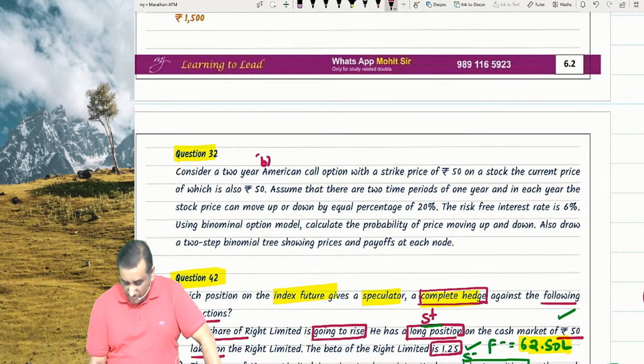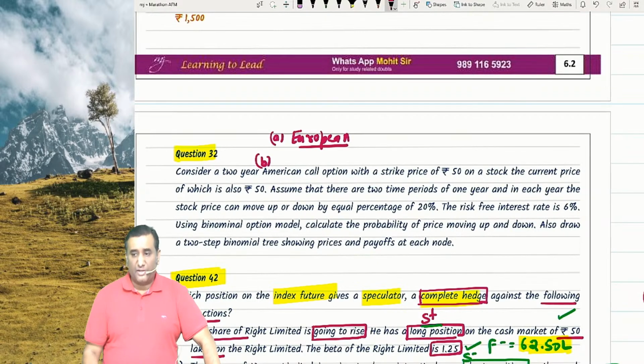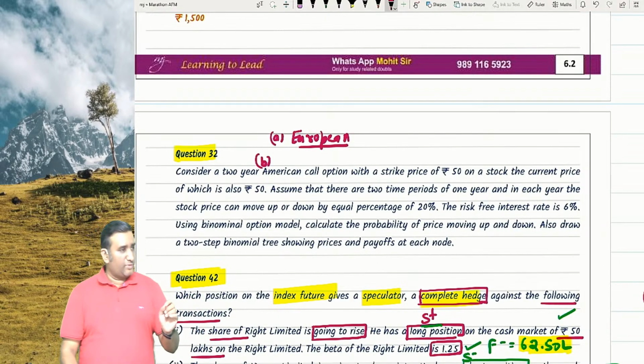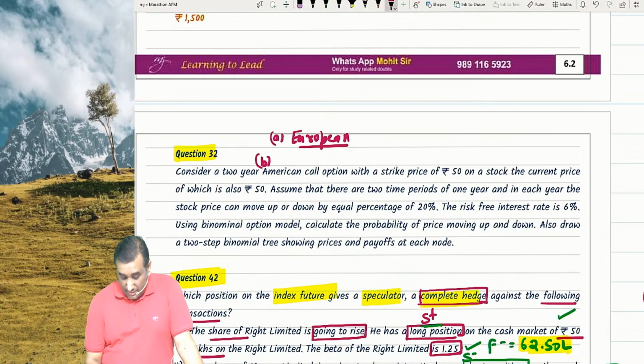Make this a B part. Make A part European. What we have been doing was European. In American option, slight care has to be taken once we move back. Consider 2-year American call option with a European call option. I'm not reading your American. European call option, strike price of 50 on the stock, current price of which is also 50.